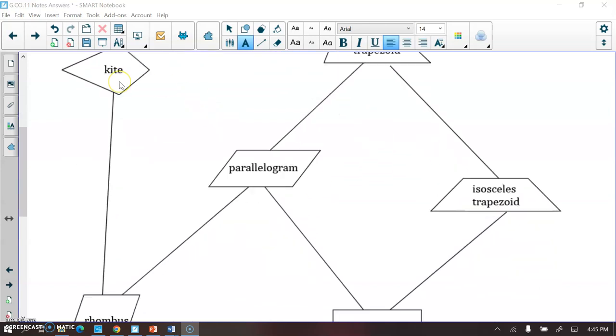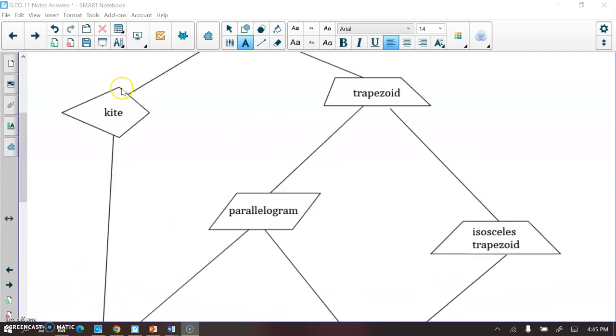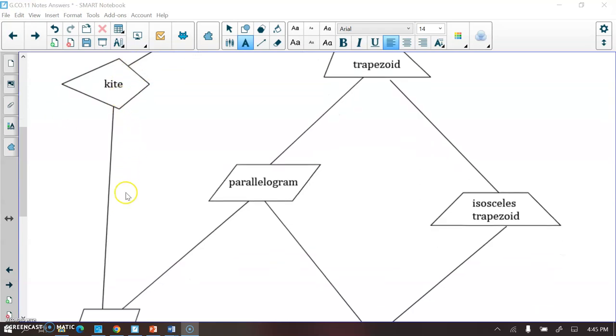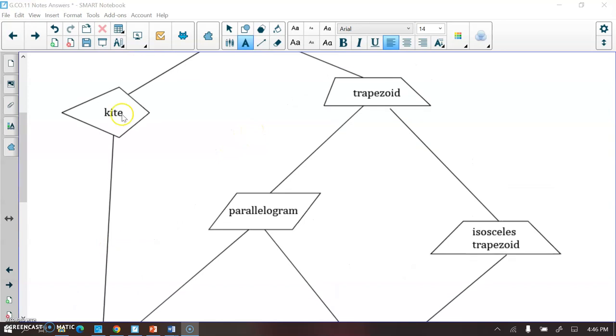For example, a kite is also a rhombus, or can be a rhombus, because in a rhombus, all four sides are congruent. And so these two sides are congruent, and these two sides are congruent, since all four sides are congruent, which satisfies the definition of a kite. So if a kite is a rhombus, then yes, it's considered a parallelogram. But if a kite is not considered a rhombus, then it is not a parallelogram.